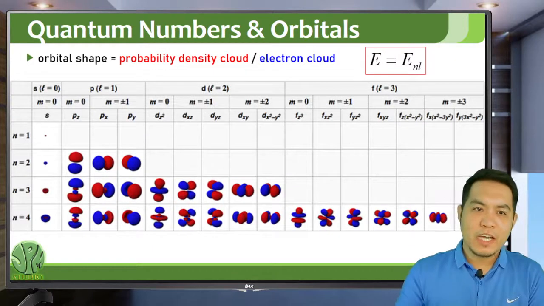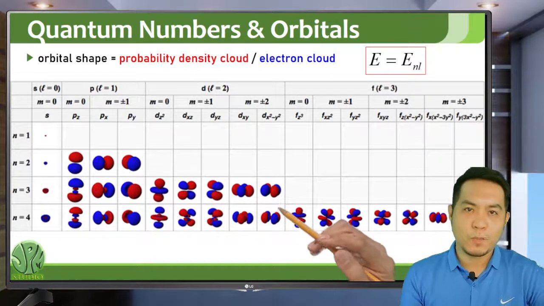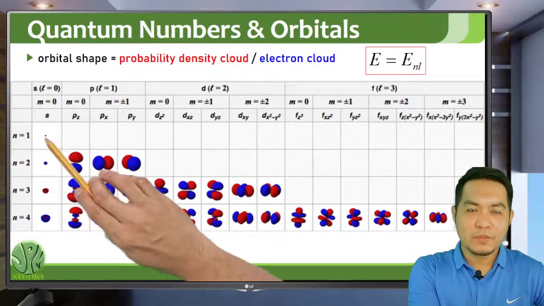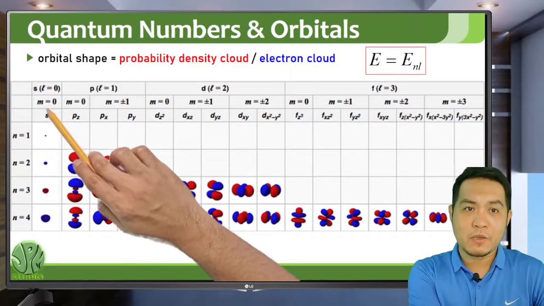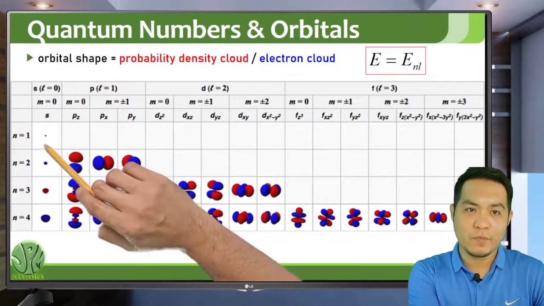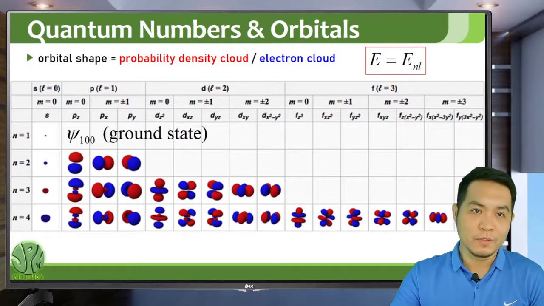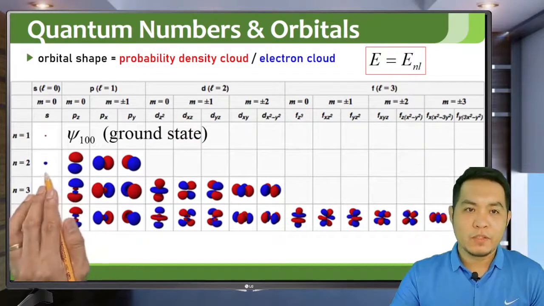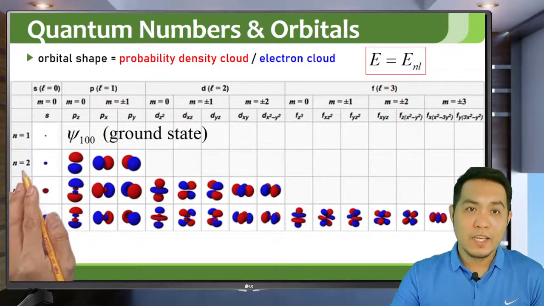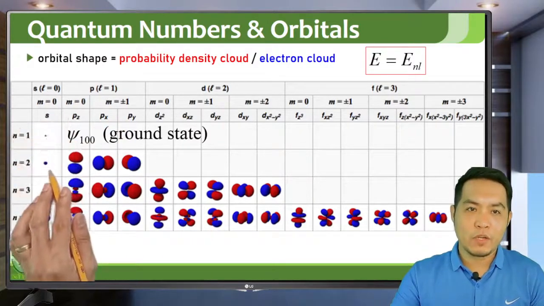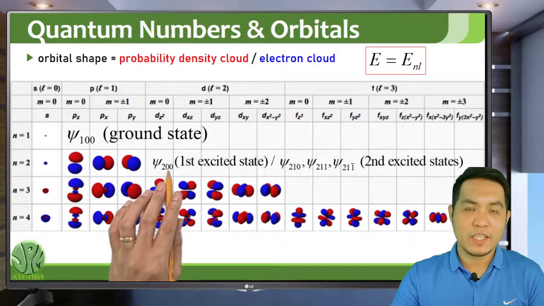So these are just some of the first few orbitals. When n is equal to 1, there's only one value of L, L is equal to 0, and one value of m, m is equal to 0. And that is the ground state, psi 1, 0, 0. Now, when n is equal to 2, there are two values of L, L is equal to 0 and L is equal to 1. For L equal to 0, there's only one value of m, m is equal to 0. And this is actually the first excited state, psi 2, 0, 0.